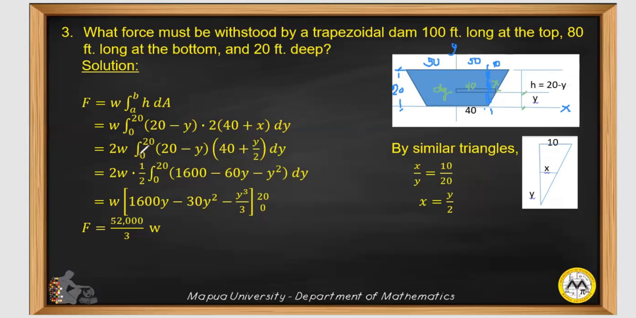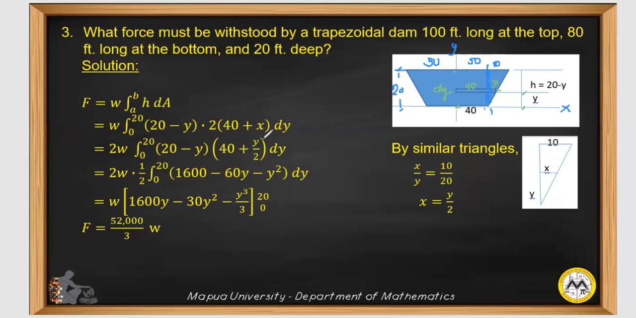Hence, the force due to liquid pressure is W times h, which is 20 minus y, times the length of the element, 40 plus x times 2, times the thickness dy. And the limits of integration will go from the bottom of the trapezoidal dam up to the top, which is equal to 20. So limits will go from 0 to 20.